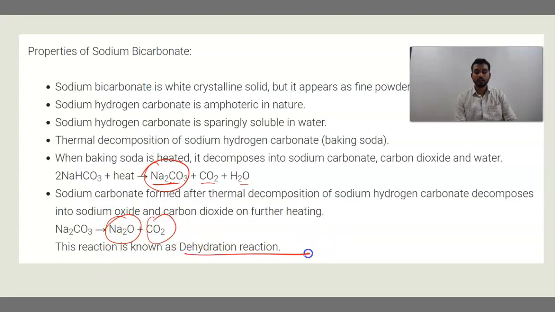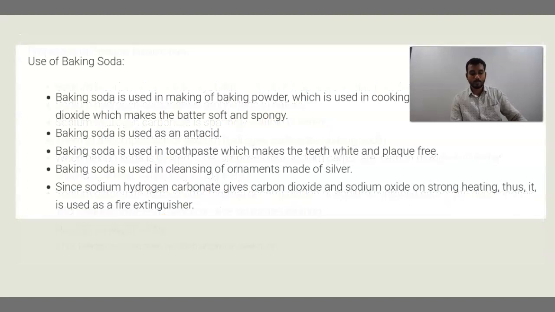This reaction is known as dehydration reaction. So what is a dehydration reaction? Sodium carbonate formed after thermal decomposition of sodium hydrogen carbonate decomposes into sodium oxide and carbon dioxide on further heating. This reaction is known as dehydration reaction.